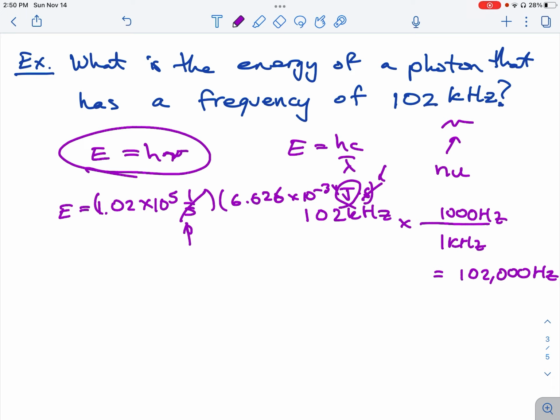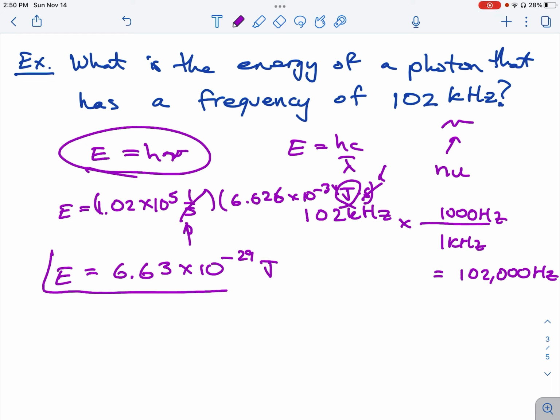So then you go to your calculator, 1.02 times 10 to the 5th times 6.626 times 10 to the minus 34. I'm just going to do this one in my head. This is close enough to 6.63 times 10 to the minus 29. Okay, and that's in joules.